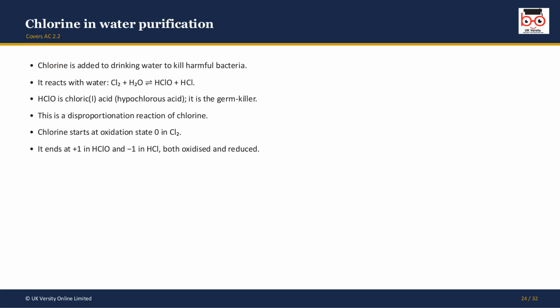Chlorine has a hugely important everyday use, purifying drinking water by killing harmful bacteria. When it's added, it reacts reversibly with water to give chloric 1 acid, also called hypochlorous acid, plus hydrochloric acid. That chloric 1 acid is the actual germ killer. Interestingly, this is a disproportionation reaction. The chlorine starts at oxidation state 0 in the chlorine molecule and ends up at +1 in the chloric acid and -1 in the hydrochloric acid, so it's both oxidized and reduced at once.